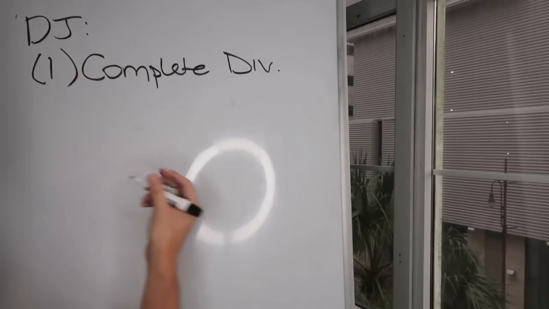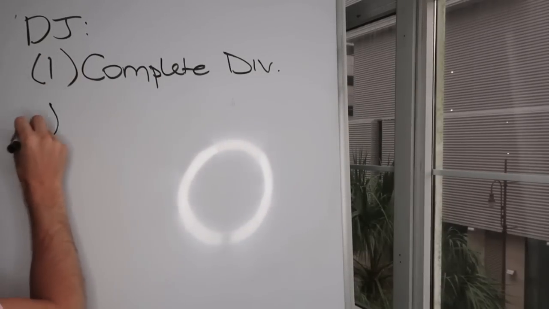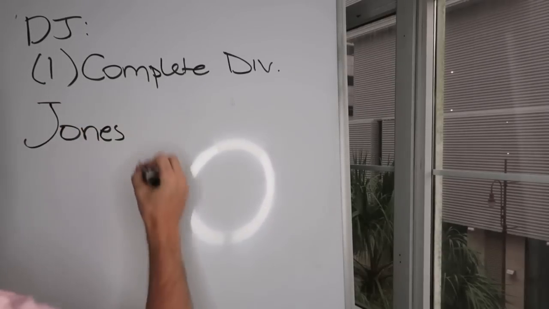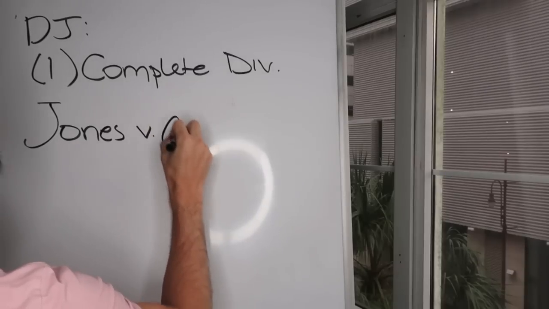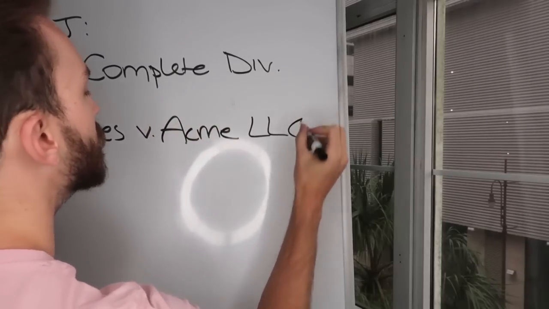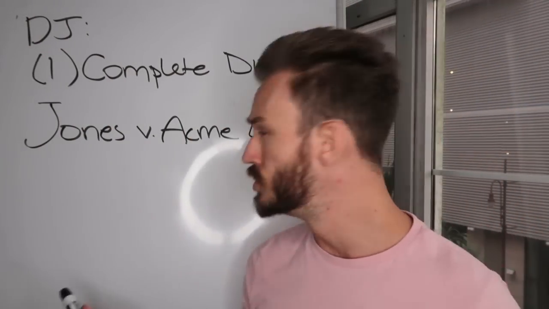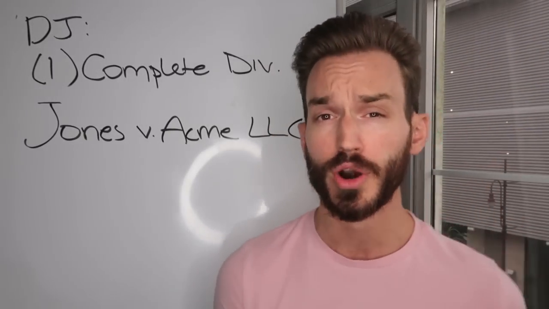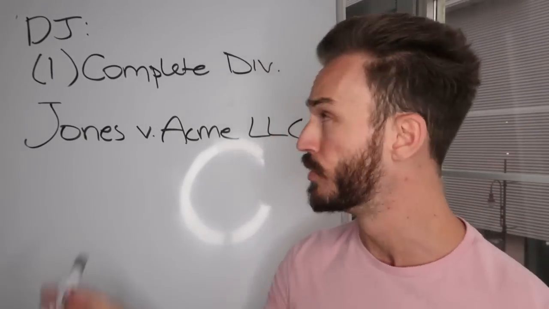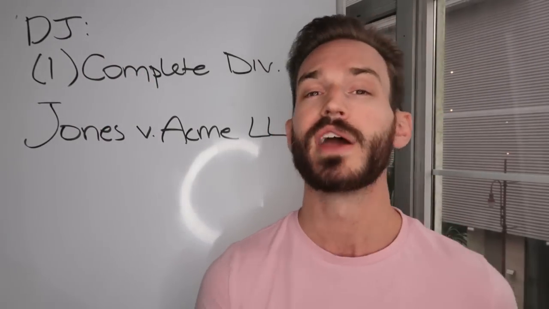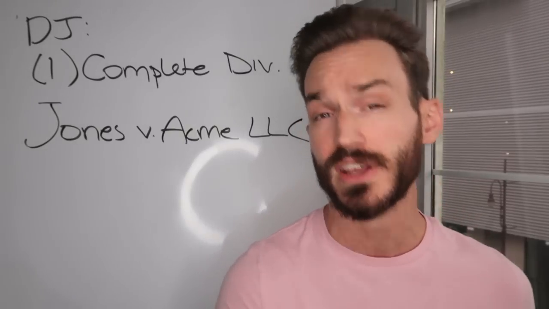Okay, so let's take an individual, let's name him Jones. Jones is suing a corporation. Let's call the corporation Acme LLC. Okay, so we clearly have an individual suing a corporation. So we have to first determine where they're citizens, if we're doing a complete diversity analysis. Step one, where is each party a citizen?